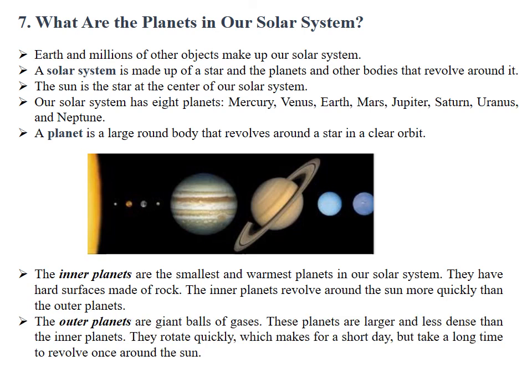The outer planets are giant balls of gases. These planets are larger and less dense than the inner planets. They rotate quickly, which makes for a short day, but take a long time to revolve once around the Sun.